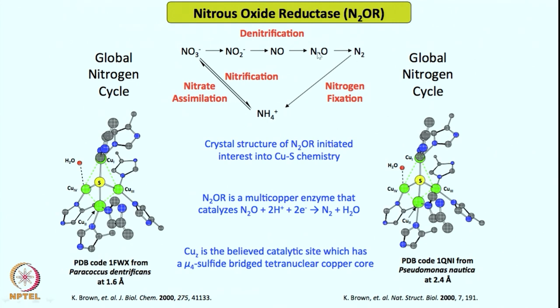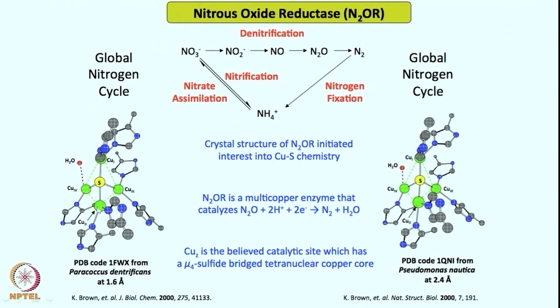So here, as you can see, nitrous oxide is going to nitrogen with the help of an enzyme known as nitrous oxide reductase, with the catalytic site also known as copper Z site. Copper Z is the believed catalytic center, which has a mu-4 sulfido bridged tetranuclear copper core. As you can see, four copper centers are bridged with this sulfide. Of course, this other center, which was not clear at the beginning, I will come back to later, was initially believed to be a water molecule.